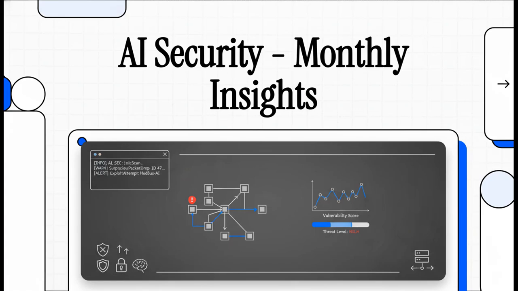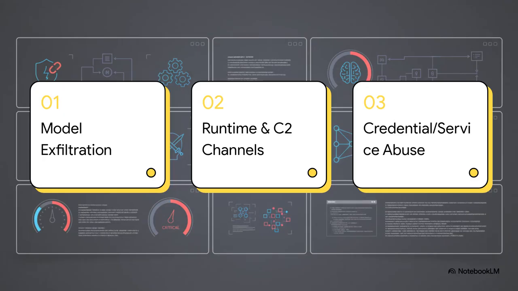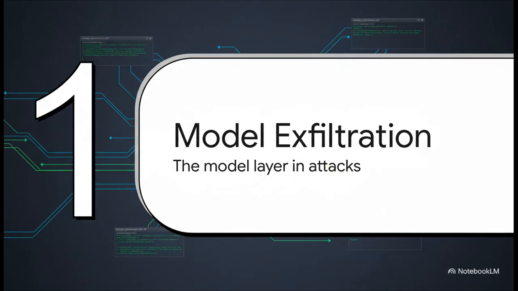All right, let's jump right into this month's AI Security Insights, where we're going to break down some of the latest findings from the field. So here's what we've got on top. We're going to start with model exfiltration and analysis. Then we'll get into runtime and C2 channels. And we'll wrap things up by looking at credential and service abuse. Okay, let's get into it.